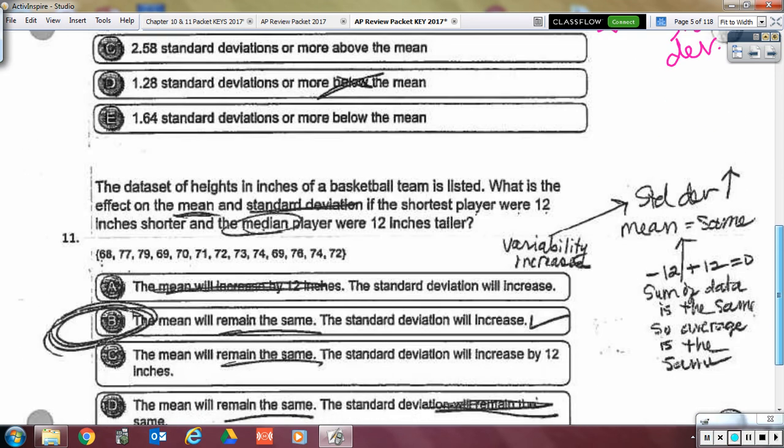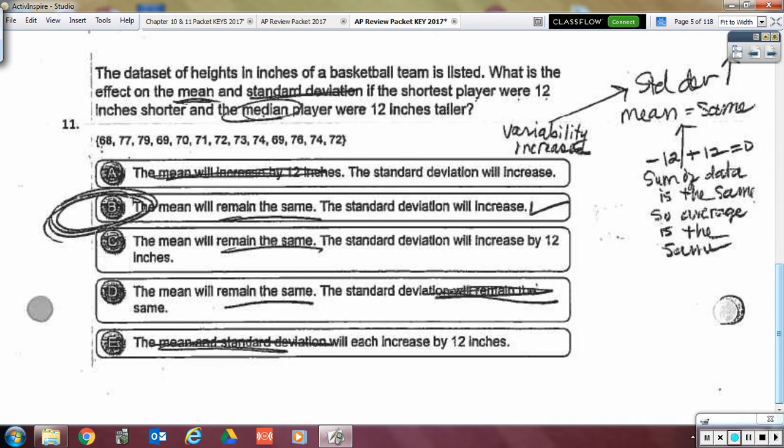Okay? Here, I like this one. This one says we get the shortest player, and you subtract 12. We get the median player, which I don't know where, he's somewhere in here, and you add 12. And the question is, how is that going to change the mean and how is that going to change the standard deviation?